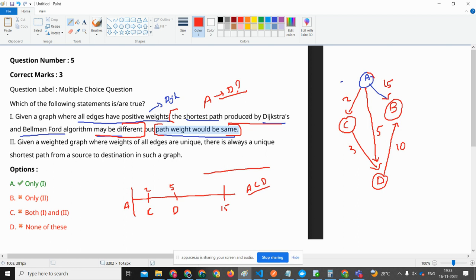I mean, path in the sense, the path weight. You mean the shortest distance? The weight is the distance, is it? Yeah, exactly. Weight is the distance. The sum of the weights is going to be the same in both cases. That's what they are saying. Okay. So path weight is nothing but the sum of the weights. All right. So 2 plus 3 plus 10 and 15 are both the same. Correct. And also 5 plus 10 is the same. So maybe for A to B, Dijkstra will choose A to B, that 15, and Bellman-Ford might choose A to D, D to B. Is that what you're telling? Yeah, maybe.